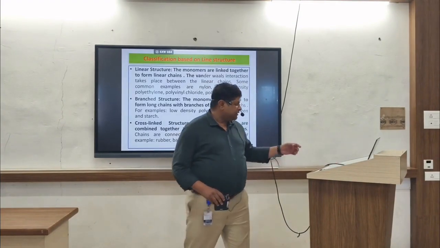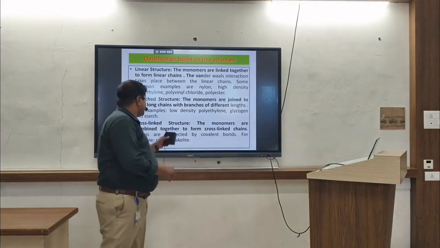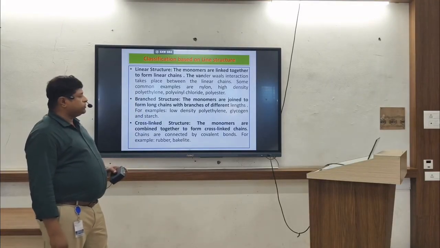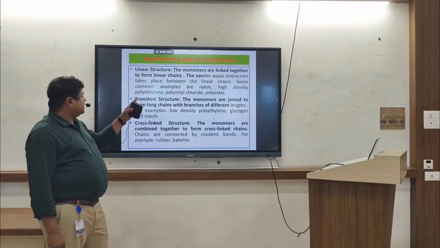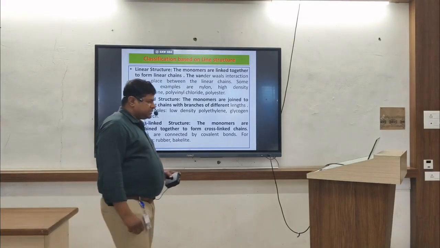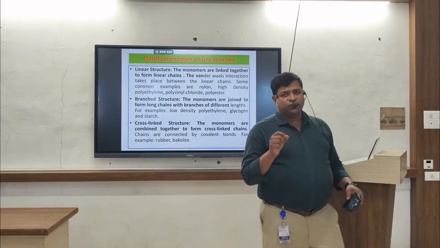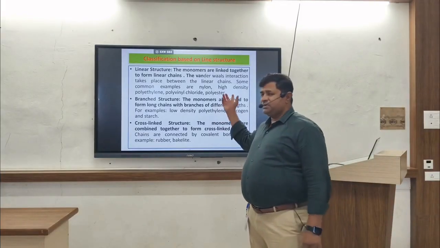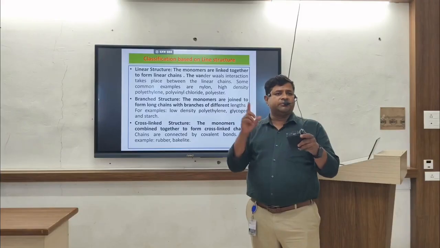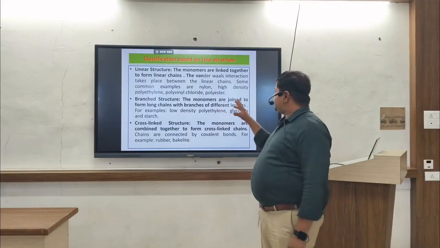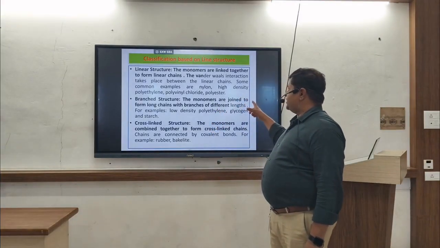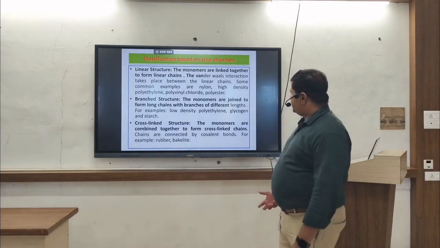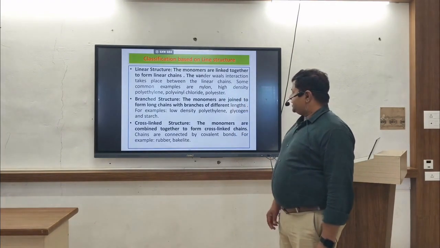If you see in detail, in the linear structure the monomers are linked together to form the linear chain. The van der Waals interaction takes place between the two chains. These van der Waals forces are considered weak forces. The monomers are connected with the help of these van der Waals forces and form the linear chain. Common examples are nylon, high density polyethylene, polyvinyl chloride, and polyesters.